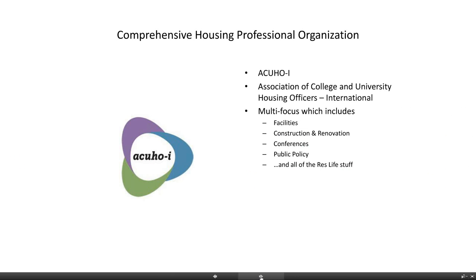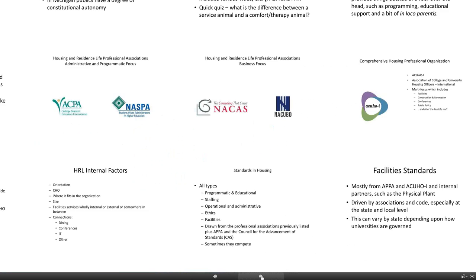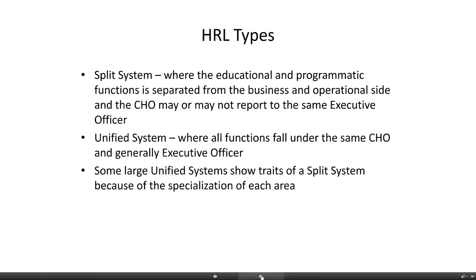And I'm a member of what I consider the most comprehensive housing professional organization, ACUHO-I, which is the Association of College and University Housing Officers International. It's multi-focused and includes facilities, construction and renovation, conferences, public policy, and all the res life stuff. Next.